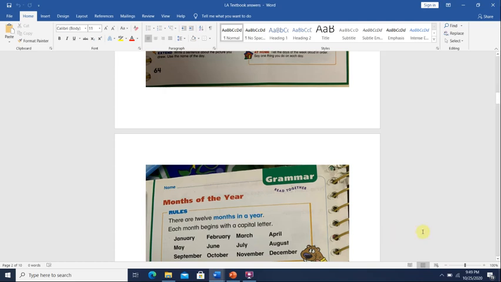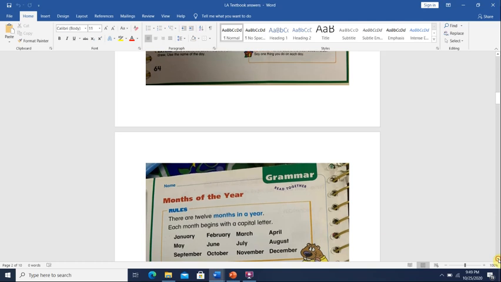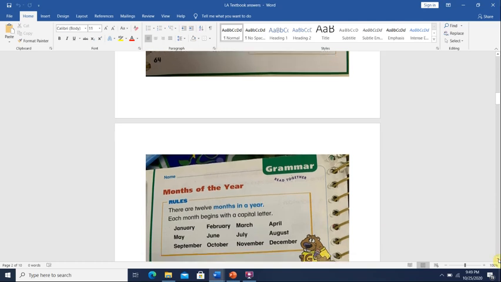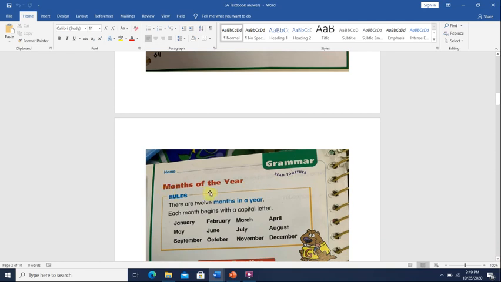Today, we will take the months of the year. Okay, we have 12 months in 1 year. They are January, February, March, April, May, June, July, August, September, October, November, December. Okay, these are the 12 months of the year. If you don't know them by now, let's read them again. January, February, March, April, May, June, July, August, September, October, November, December.